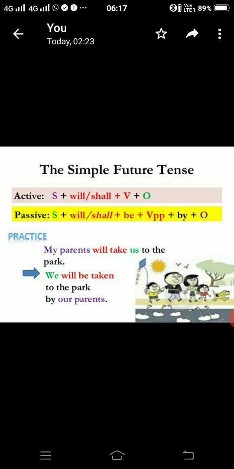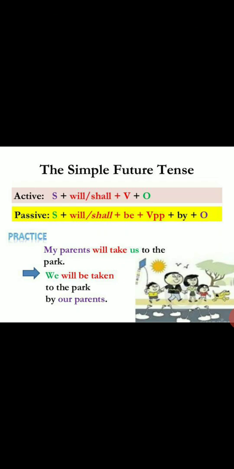My parents are the subject. Will, if they are, take, if they are the first form of the verb, us, if they are the object, to the park. So let's see what it can be made into. We will be taken to the park by our parents.